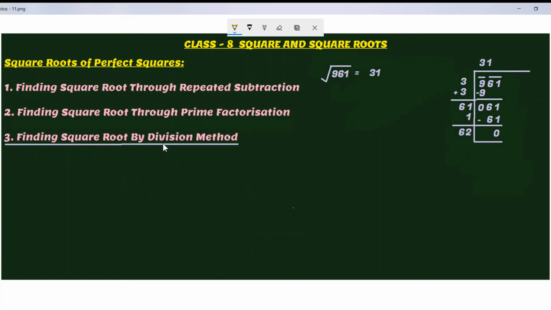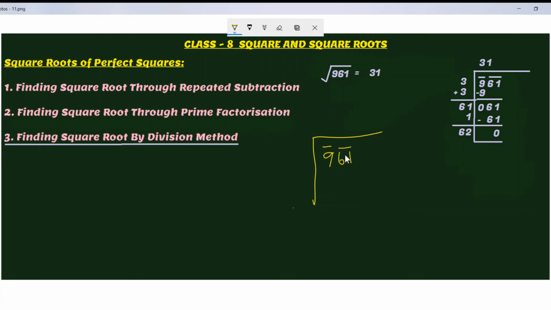Finding square root by division method. We can say this is finding by the long division method. Now we are going to find out the square root of 961. So first you have to write it like this, 961, and then write like this. Now the first step to find the square root in the long division method is to group the digits in pairs from right to left.